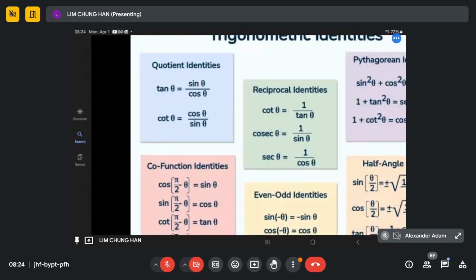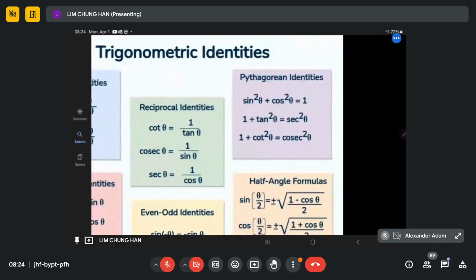For example, this one you must know. What is tangent theta? Tangent theta is sine theta over cos theta. You must know this. Cotangent is cos over sine. And then you have some common ones. Sine squared plus cos squared equals 1. Remember this one? Yes. Okay.